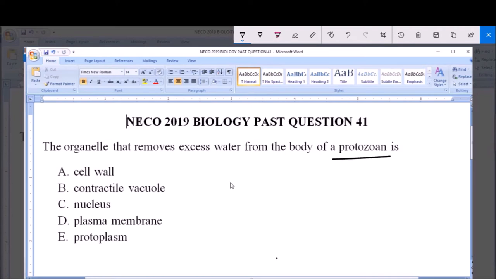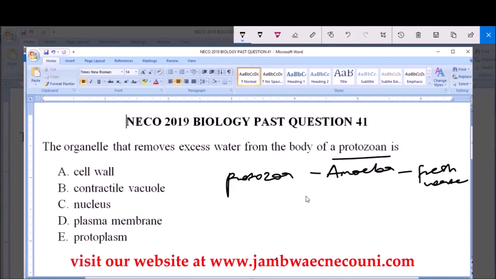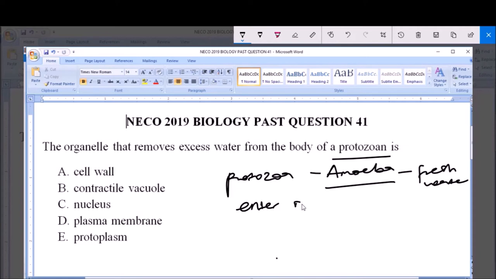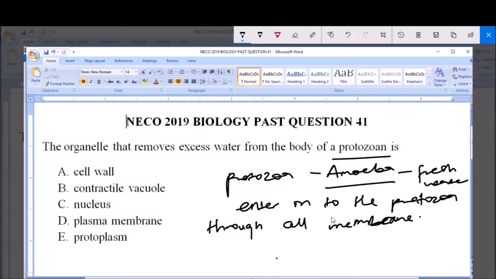Now, protozoan. Example of a protozoa is the amoeba. Now, these protozoa are mostly found in fresh water, and due to the hypotonic content of these protozoans or of the amoeba, this fresh water tends to enter into the protozoa. So the fresh water goes into the protozoa through its cell membrane, because the cell membrane is permeable.